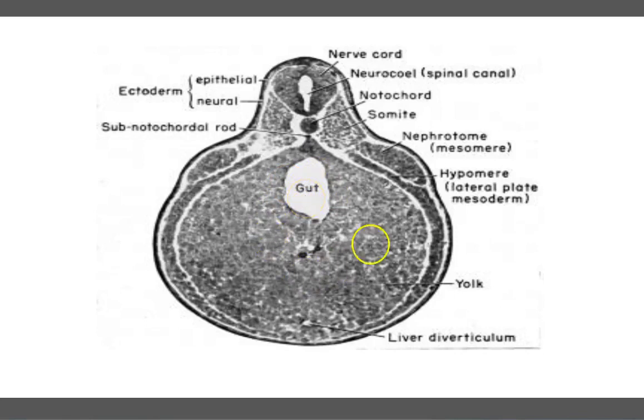And your yolk will remain here, and we have here another cavity formation, which will later develop to become your liver. So that's it for the early development of the frog embryo. Thank you.